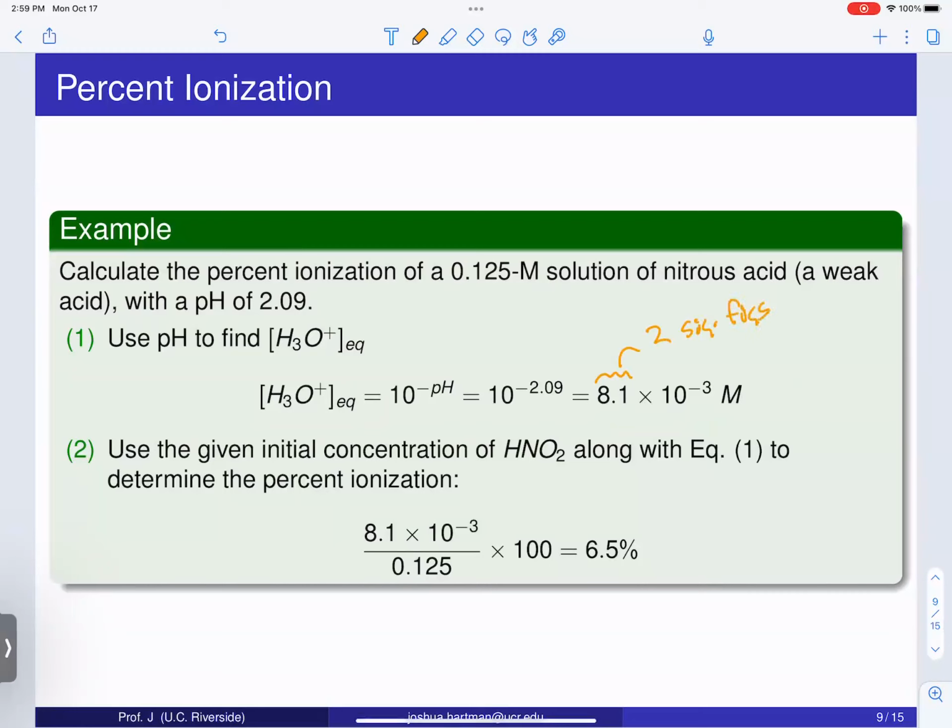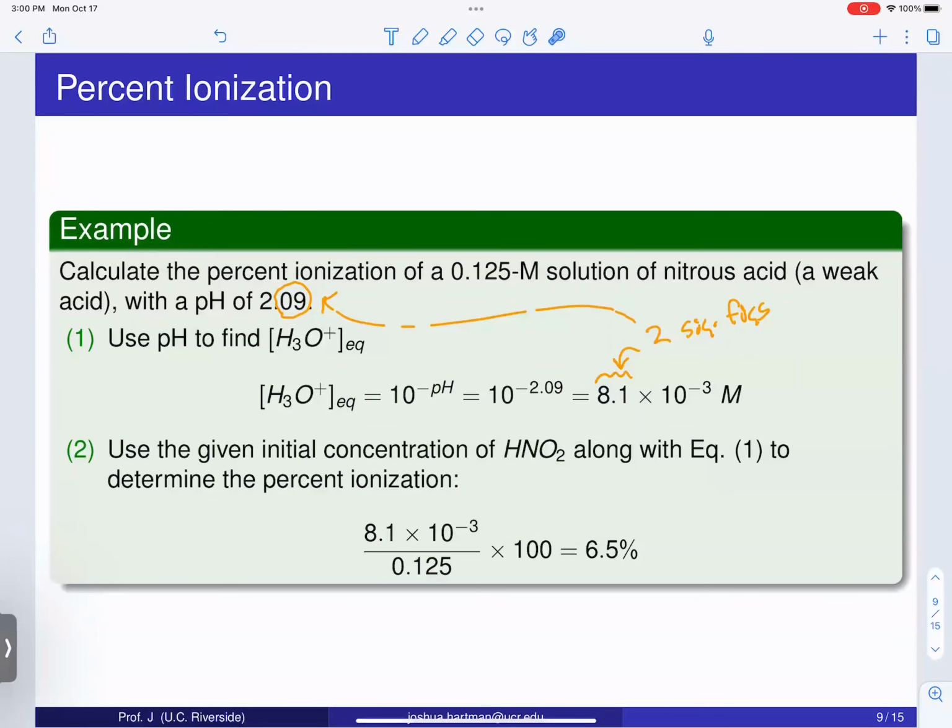The reason for this is that with pH, it's only the decimal places that are significant, so we've got 2 sig figs from both. Then we can plug this into equation 1 on the previous screen for the definition of percent ionization. I've got the concentration at equilibrium of hydronium ions, divide it by the concentration of the solution, multiply by 100, and we're going to see that we've got about a 6.5% ionization for this particular problem.